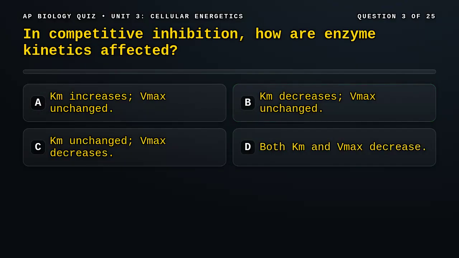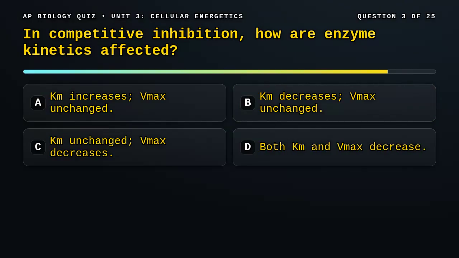Question 3. In competitive inhibition, how are enzyme kinetics affected? A. Km increases while Vmax is unchanged. B. Km decreases while Vmax is unchanged. C. Km is unchanged while Vmax decreases. D. Both Km and Vmax decrease.